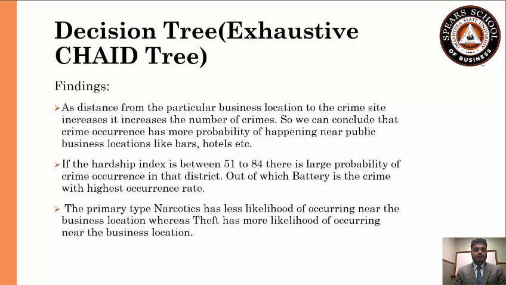As our final model, we used a decision tree, which was the biggest model we generated in our analysis. We used the exhaustive CHAID tree, which is a modified version of a normal CHAID tree. We built this tree model because we wanted to see the pattern. We wanted to see the distribution of each type of crime with police locations, business locations, distance from crime location, and the police location distance and the crime location distance with the business location distance, and hardship index. We just wanted to see, if there is a bar, is there a probability of crime; if there is some good location, what is the probability of crime.